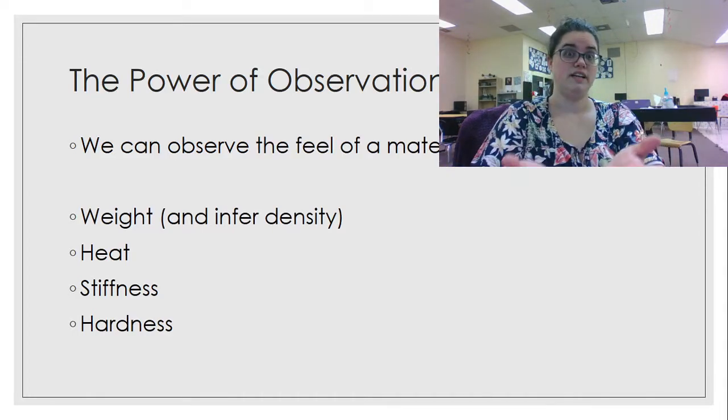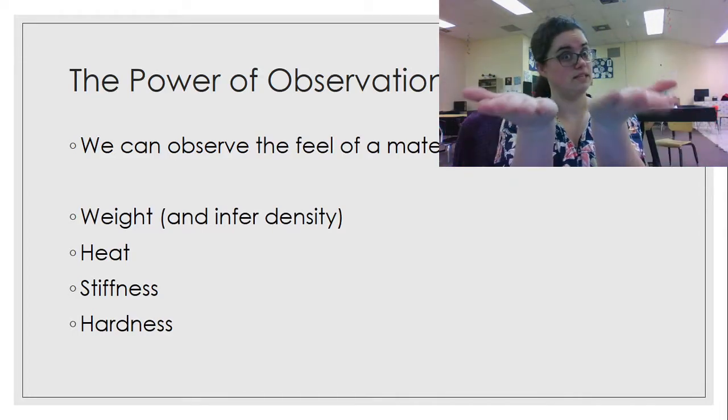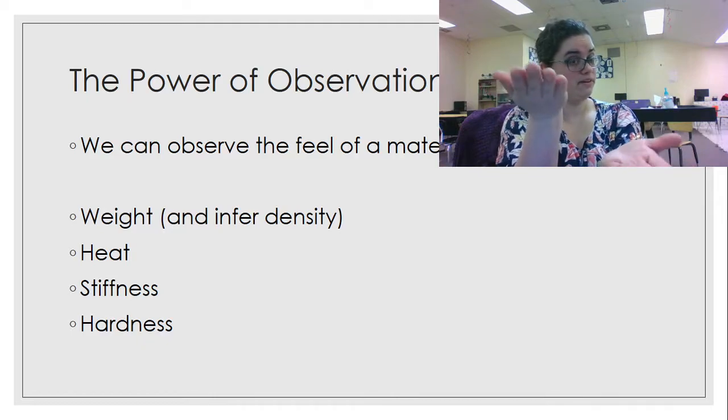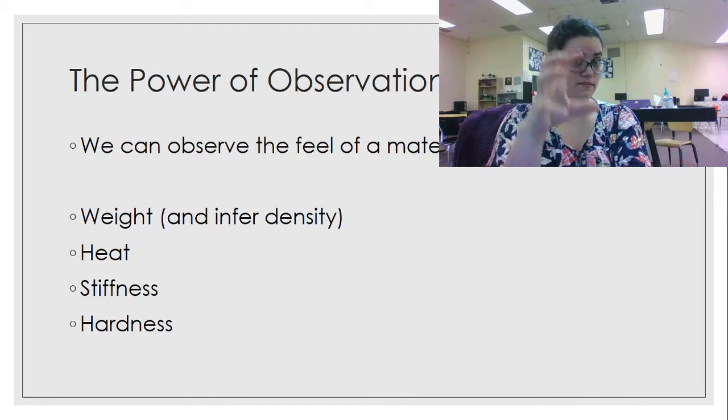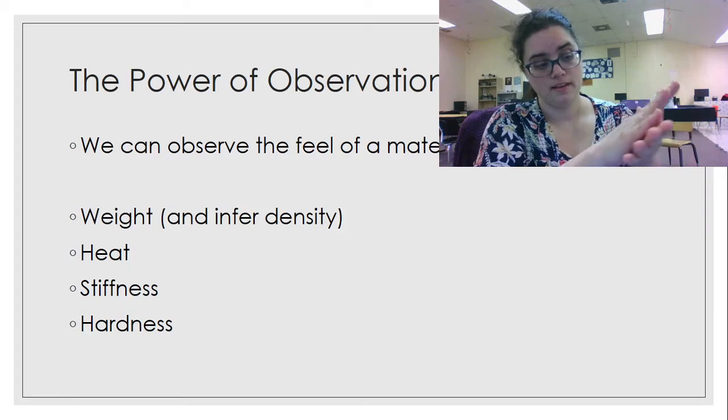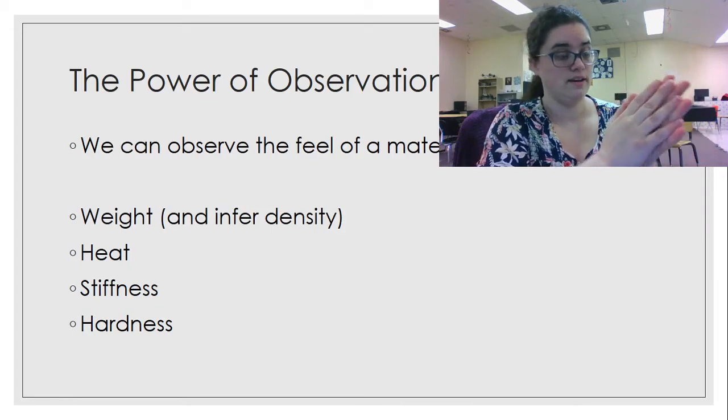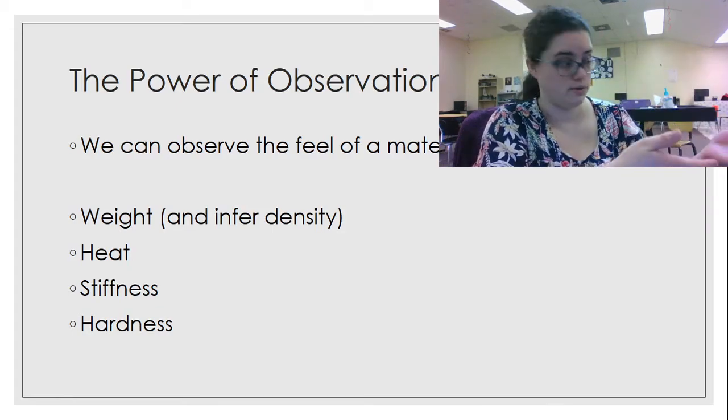Weight, you can sort of feel how heavy something is. If you have two objects that are about the same size and one of them weighs considerably more, you can infer that the heavier one is more dense. How much heat is transferred? If I touch this item to something that's hot, do I feel the heat coming through it?